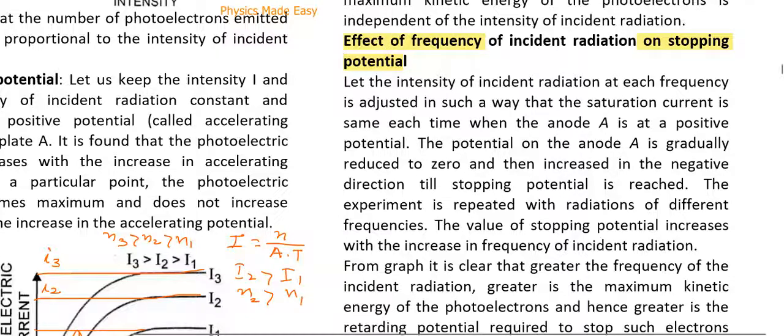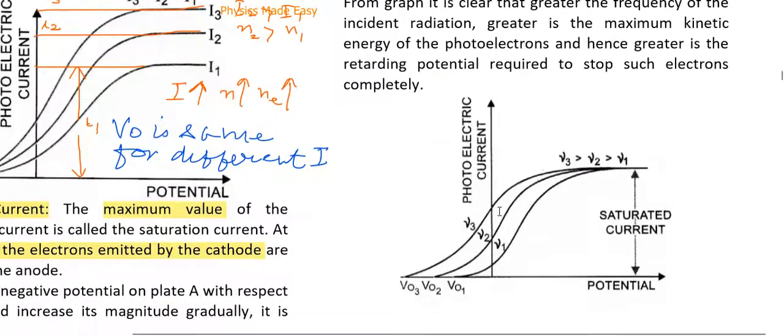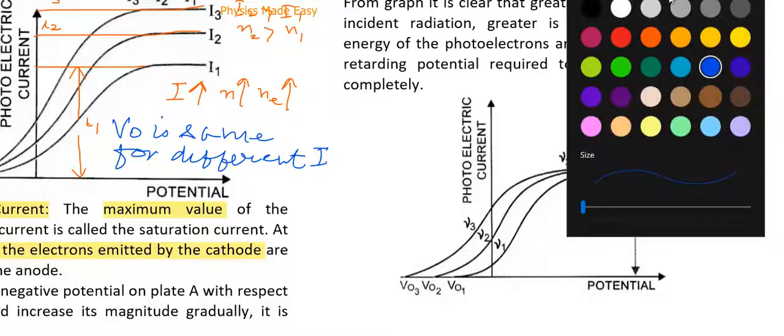Now, let the intensity of radiation be adjusted in such a way that saturation reaches. No, I will directly go to this part. Now, this is the case. In this particular case, the intensity I will change the color.